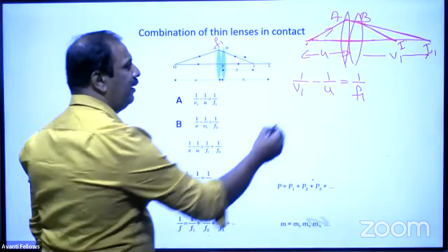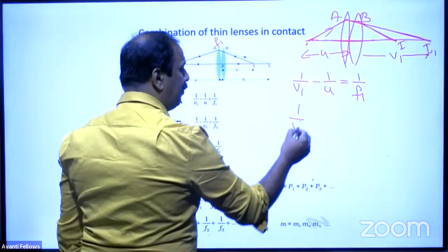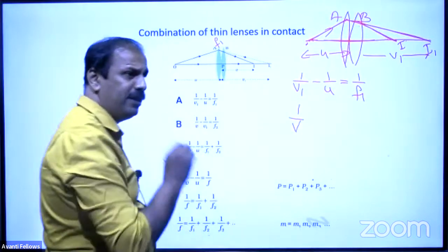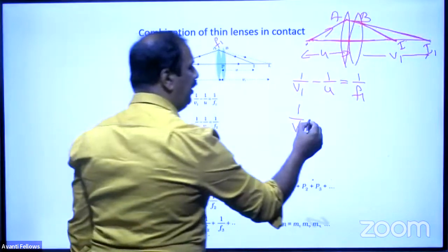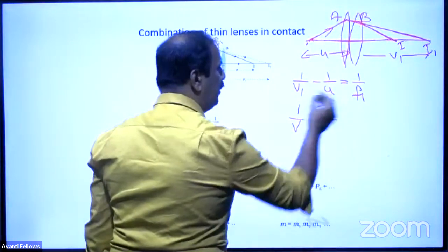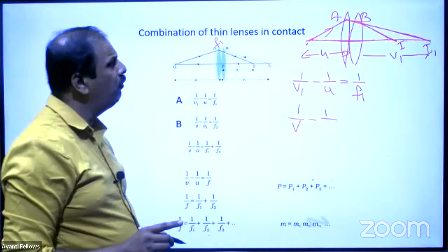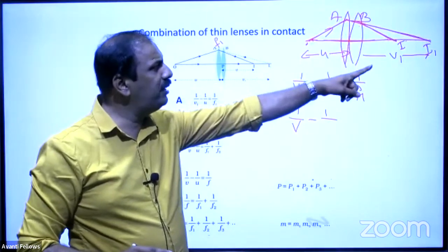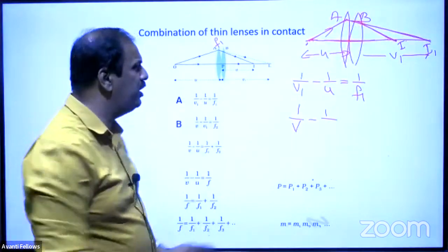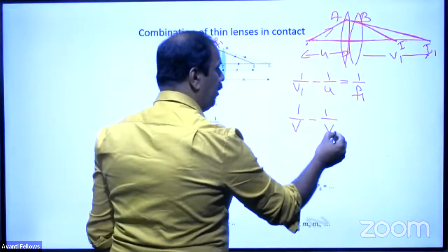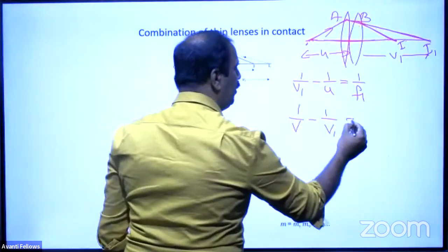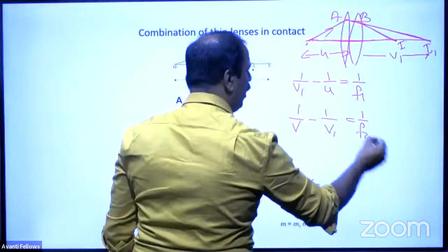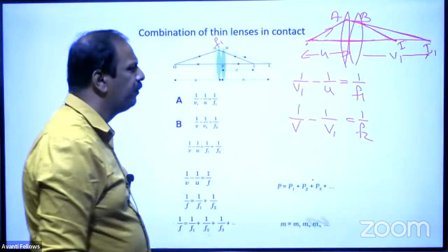So we can write 1 by V, where V is the final image distance, minus 1 by U. For the second lens, the object is the image made by the first one, so this will be V1. So 1 by V minus 1 by V1 is equal to 1 by F2. So we got two equations here.